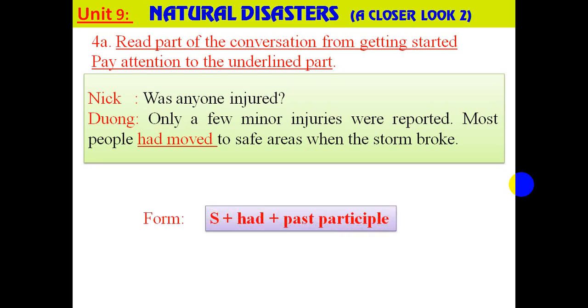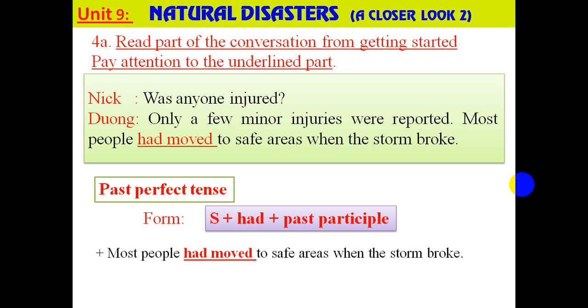So we have a new grammar point: the past perfect tense. Now look at the form: the subject plus had plus the past participle of the verb. And look at the picture. Look at the example: Most people had moved to safe areas when the storm broke.